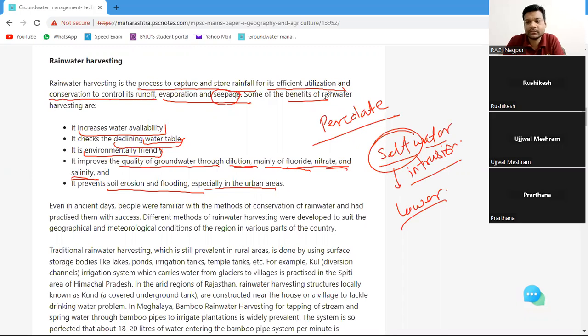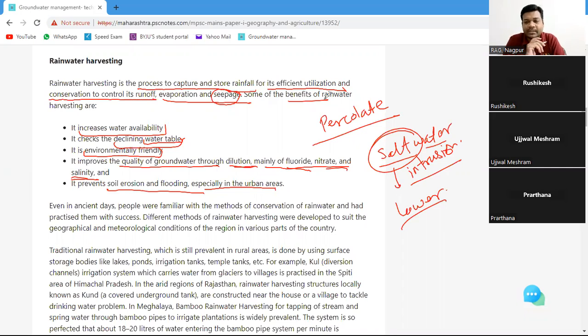Has anybody visited Karla Caves? Yes, sir. Karla Caves in rainy season. Lonavala, correct. Not Lonavala, near Thane and Mumbai, somewhere like that. Karle and Elephanta. Elephanta is in the Arabian Sea.